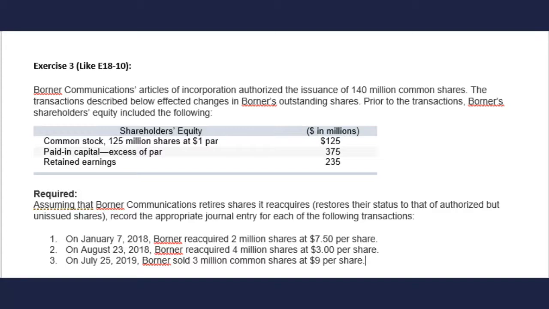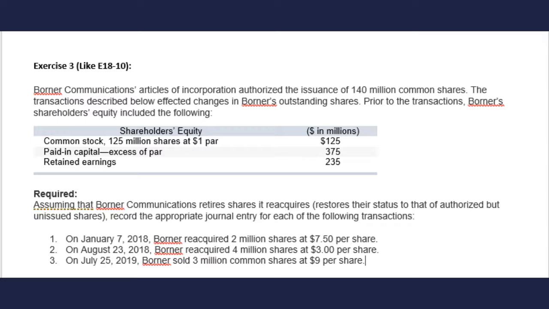Now, assuming that Warner Communications retires shares it reacquires, so we're going to look at retirement first, which means they restore their status to that of authorized but unissued shares. Record the appropriate journal entries for each of the following transactions. Okay, January 7th, Warner reacquired 2 million shares for $7.50. August 23rd, Warner reacquired 4 million shares at $3 per share. And then finally, on July 25th of 2019, Warner sold 3 million common shares at $9. In other words, they issued those retired shares back out in theory, even though we don't know if it's the same shares, but they did then issue stock.